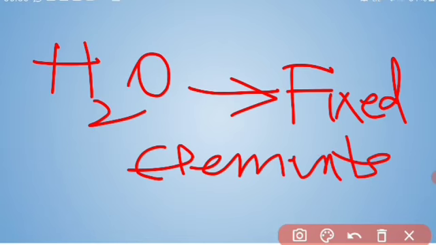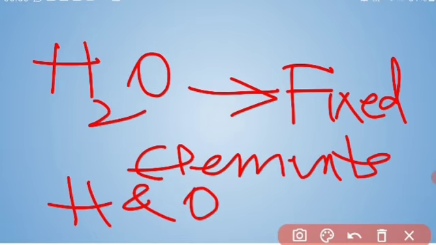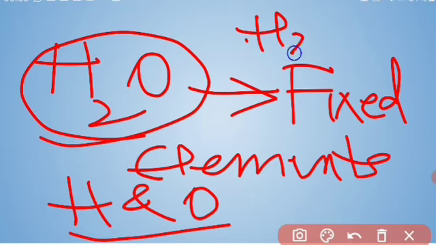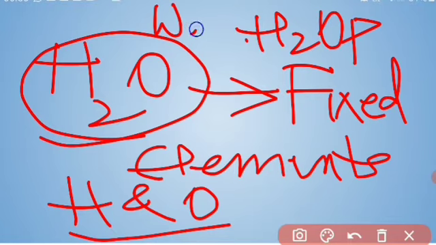That is, the elements are hydrogen and oxygen only. You won't get any extra element, like phosphorus, added to you if you take water from a well. Okay, that's the main concept of the law of definite proportion. Now let us go with the next.